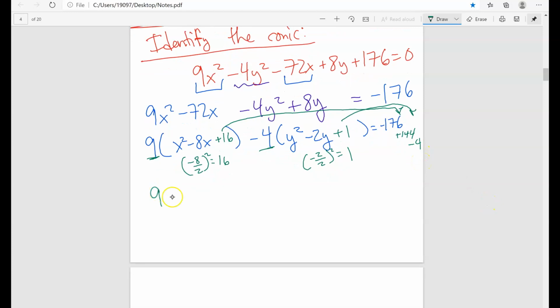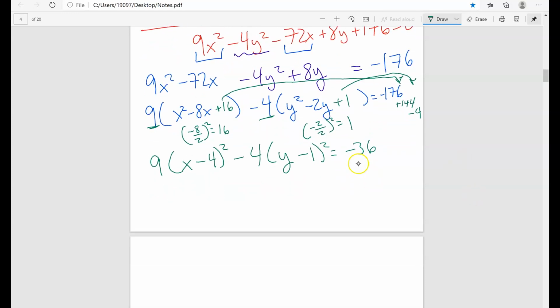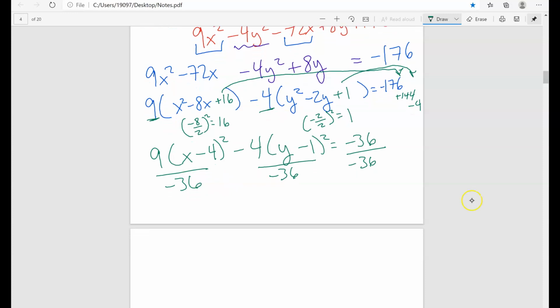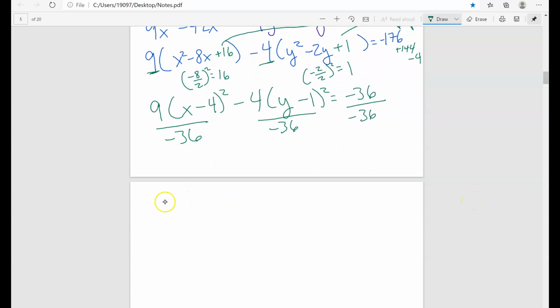Okay, so now I'm going to have 9 times x minus 4 squared when I factor it, minus 4 times y minus 1 squared is equal to negative 176 plus 144 minus 4. That's going to give me negative 36. Okay, and now what I'm going to do is just divide by this negative 36 on all sides to set it equal to 1. So this is going to give me a negative x minus 4 squared divided by 4. This is going to give me a positive y minus 1 squared divided by 9 equals 1.